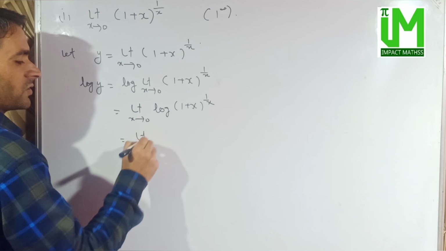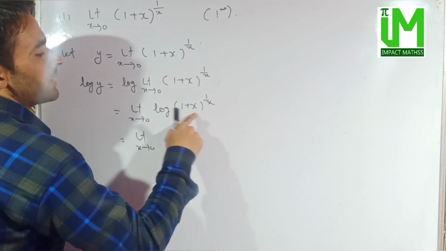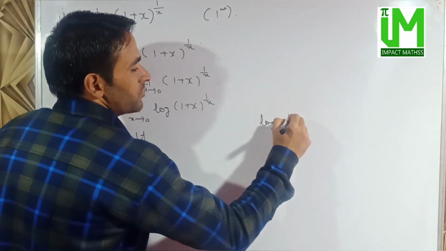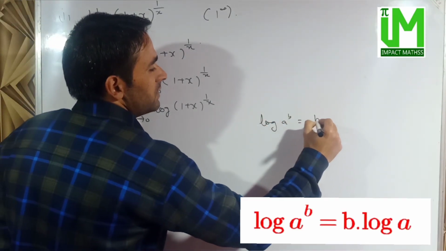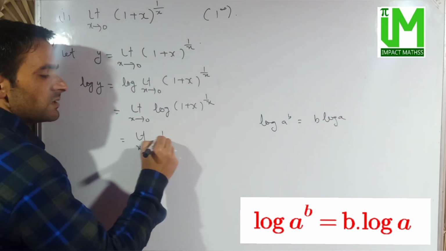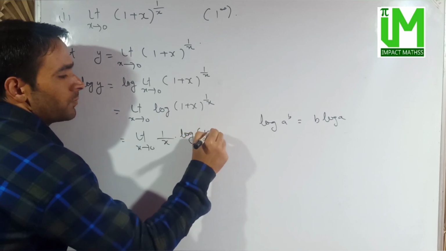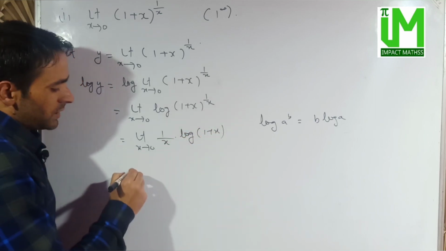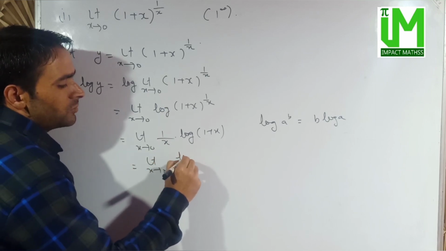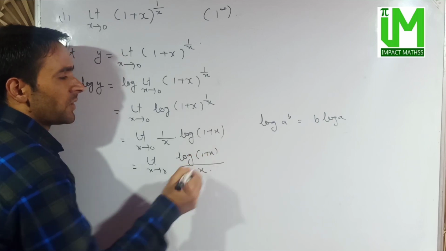And next we can write this as limit x approaches 0. We know log of a raised to power b is equal to b log a. So that means we can write this as 1 by x into log of 1 plus x, or at the same time write this as limit x approaches 0 of log of (1 plus x) divided by x.